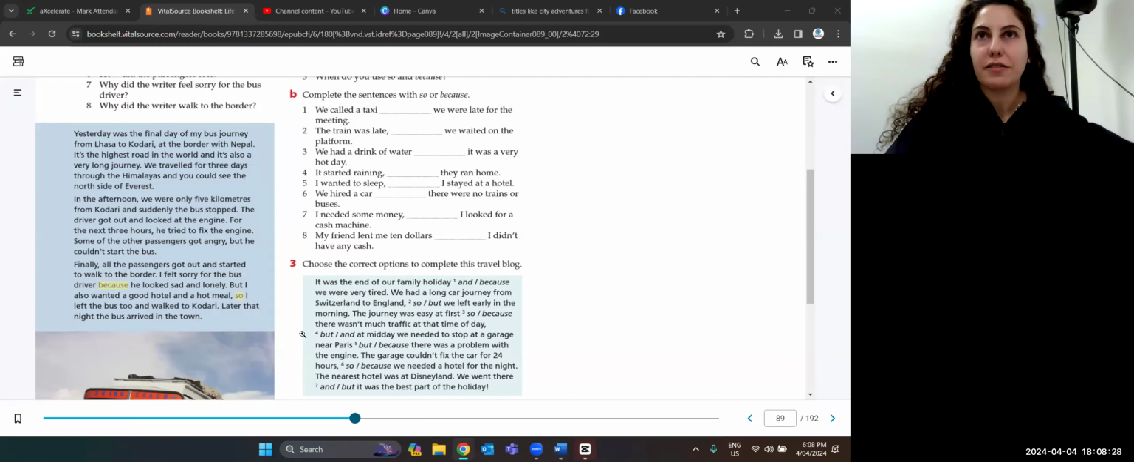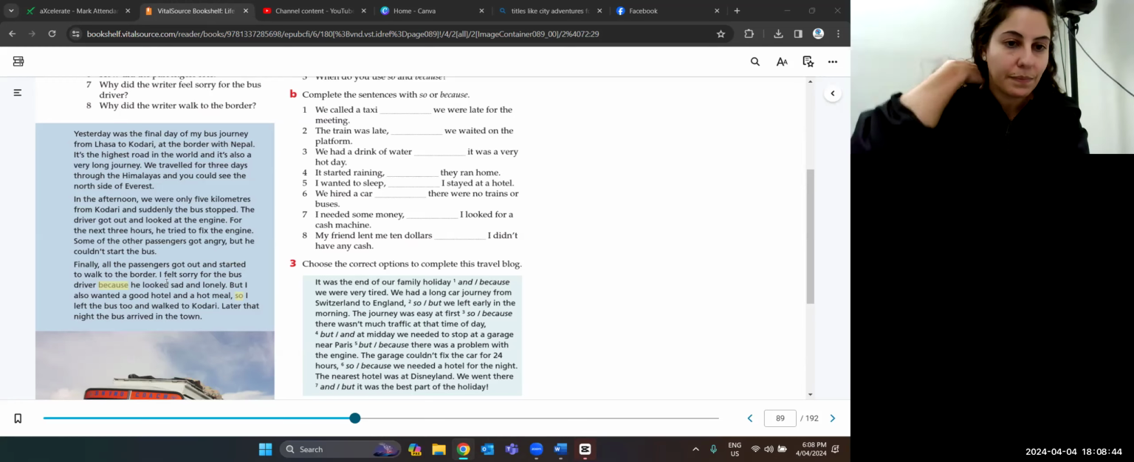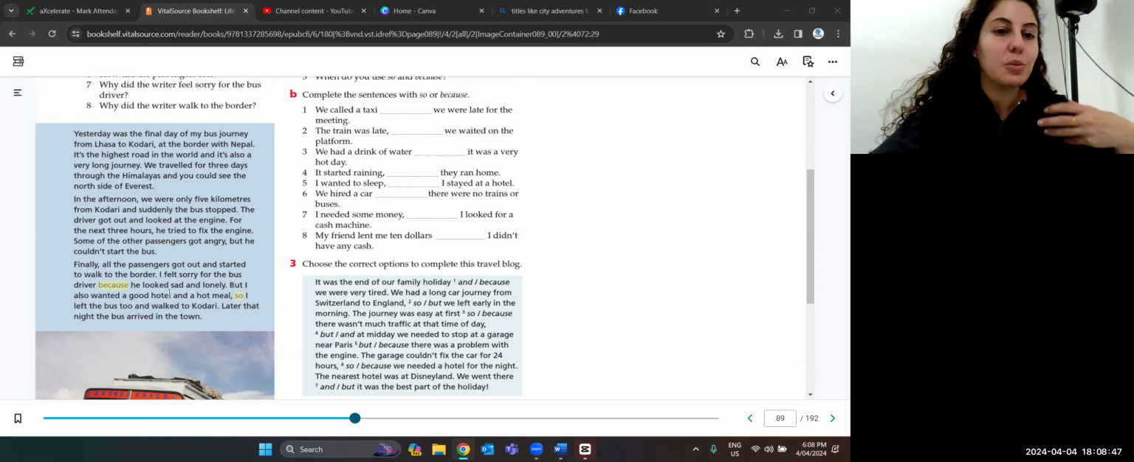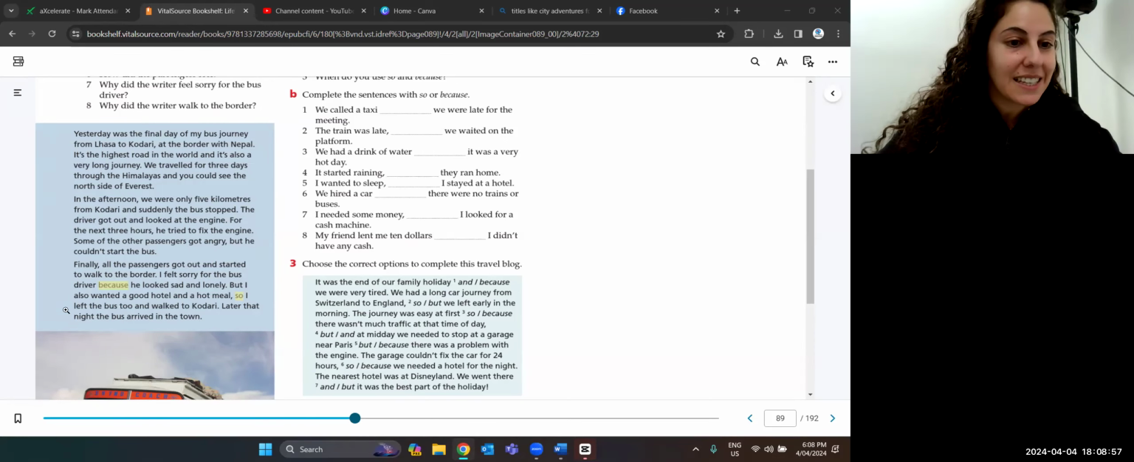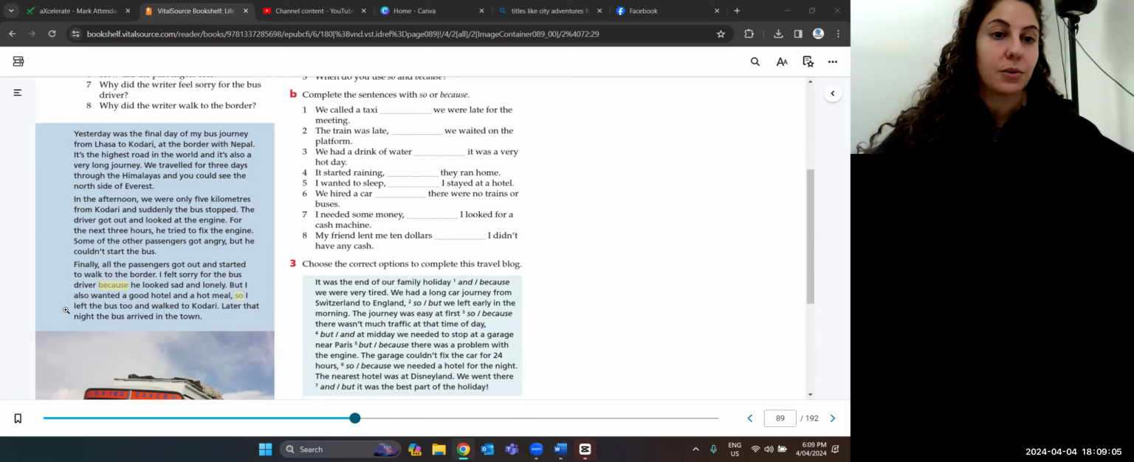Okay, so this is like a travel blog, which means when someone writes about their journey. Maybe they write it online, maybe they write it in a Facebook comment, and it's like a little paragraph. Maybe it's a longer piece of writing, but you'll see that they're talking about their journey. What happened? Where did they go? Who did they go with? What was the most exciting part of their journey? So let's read this together to practice our English. So this is a travel blog. Somebody is writing about their journey, about their travel.